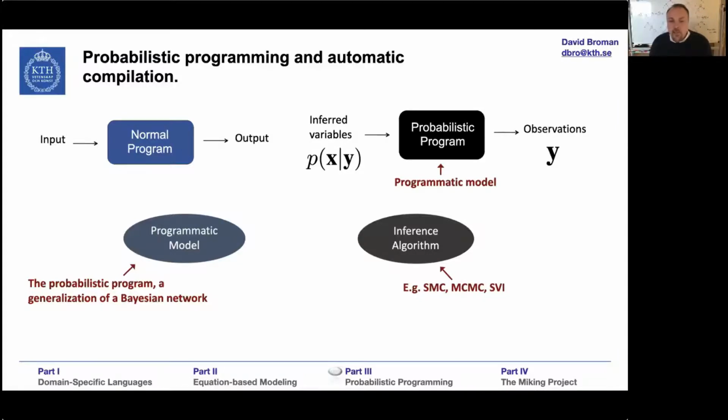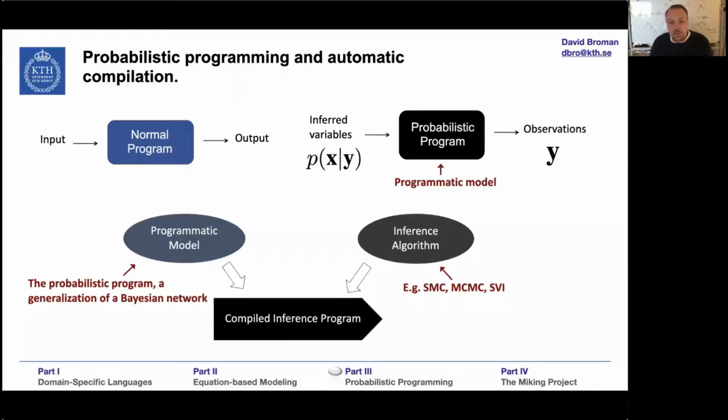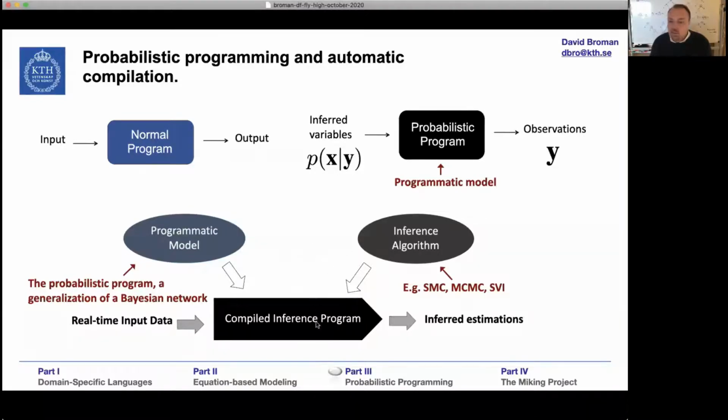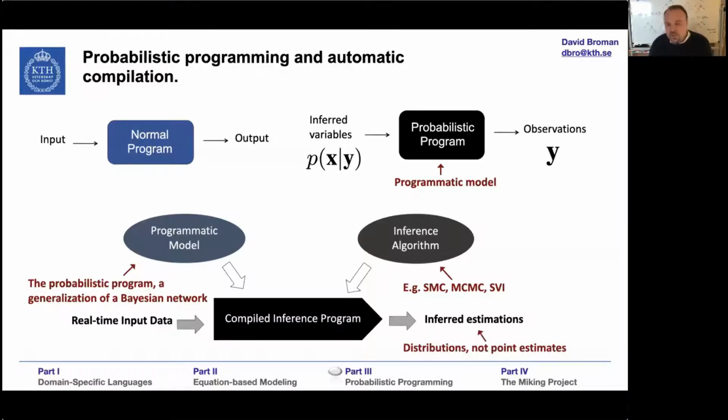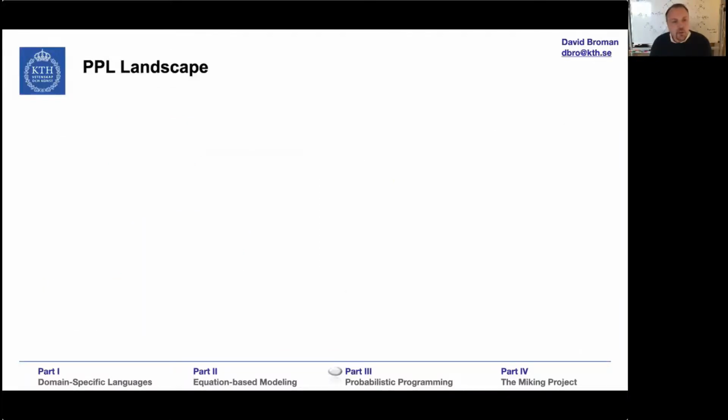Different kinds of inference algorithms could be, for example, SMC, sequential Monte Carlo, Markov chain Monte Carlo, or stochastic variational inference. And if you have these two parts, then you want to generate an inference program that can run efficiently to get data and then infer and do estimations. The key thing here is to separate the concerns and still be able to produce a very efficient program. And since this is using these Monte Carlo methods, we actually do not get a point estimate, but rather estimations of the distributions. So PPLs are not new, but they have emerged quite recently to be a very hot topic.